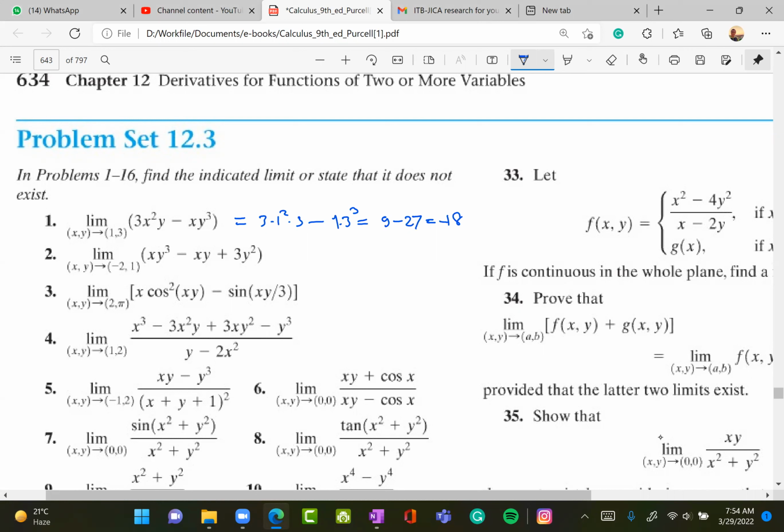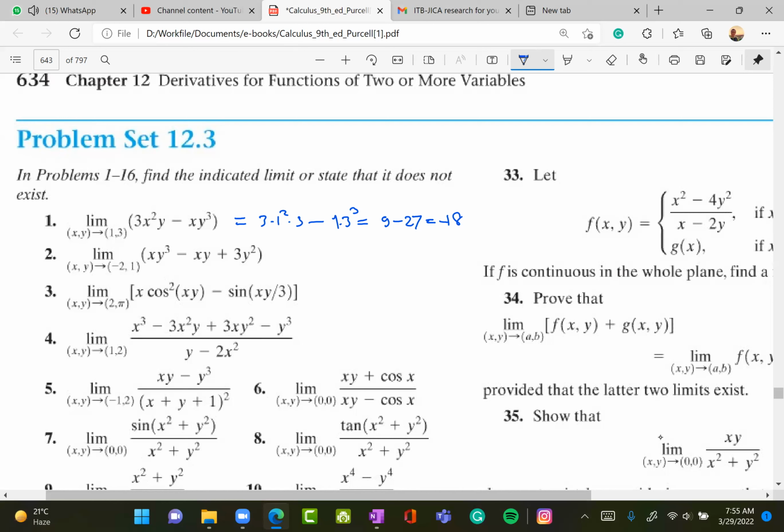Same thing with number 2, just plug in the numbers. And problem 3 is not a polynomial because you have cosine and sine. I won't prove this, but it's similar. When you can plug in numbers, just plug in, and that gives you the limit. As long as you can plug in a number and get a number, that's the limit.